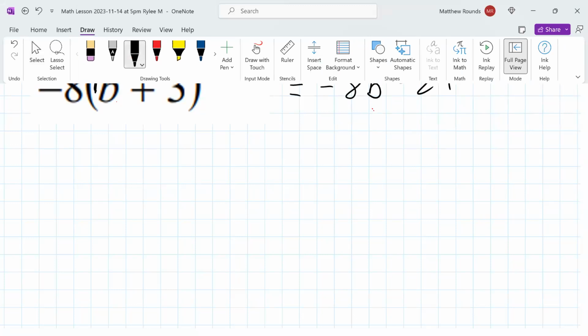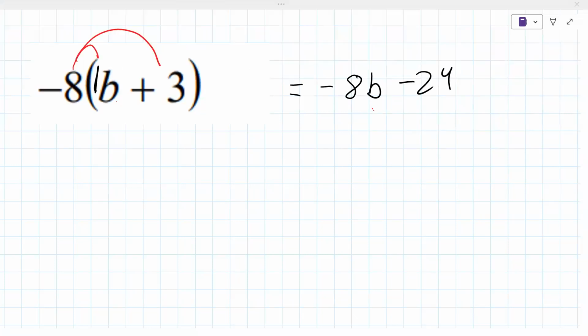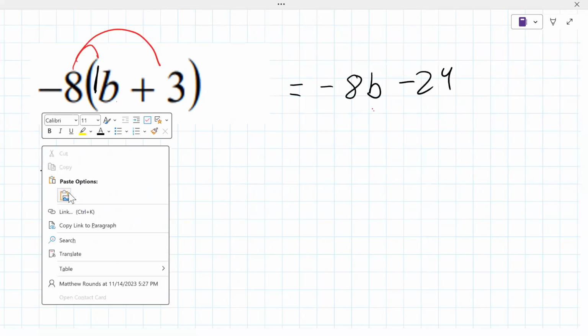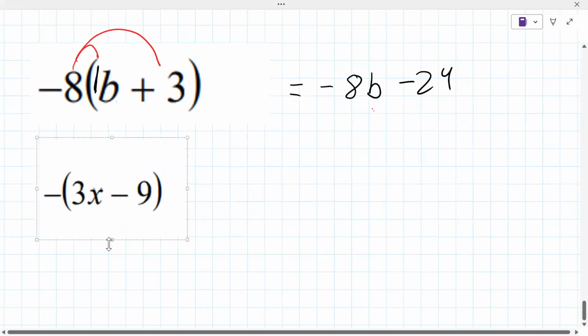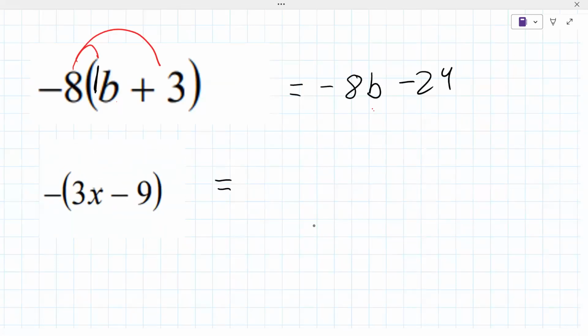Okay, let's look at another one here. I'll keep the previous example up in case you need it. What does this become?